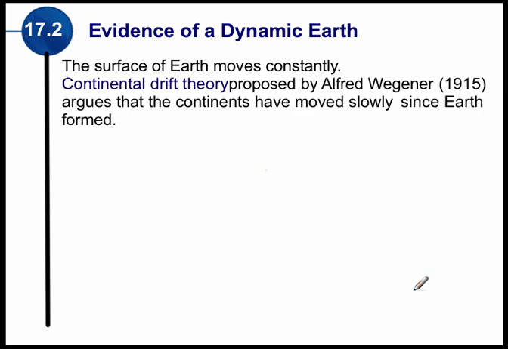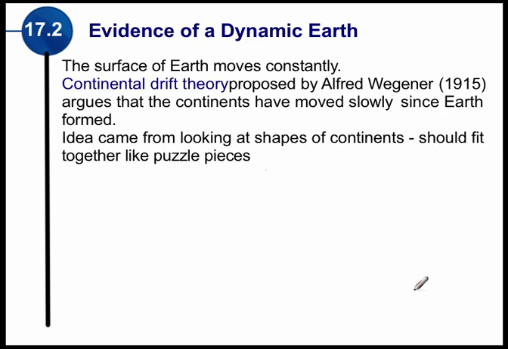It first was proposed by Alfred Wegener, a German, that the continents have actually been moving on Earth. These continents have slowly been moving around. And Wegener called it his theory of continental drift. And this idea really came from looking at maps and looking at the shapes of the continents.